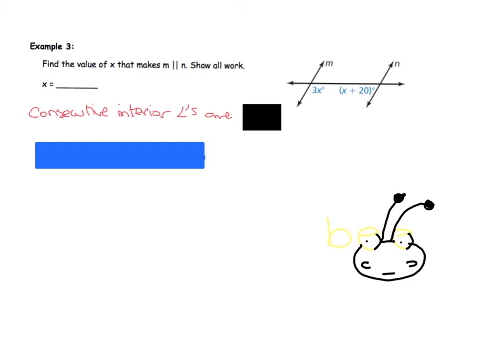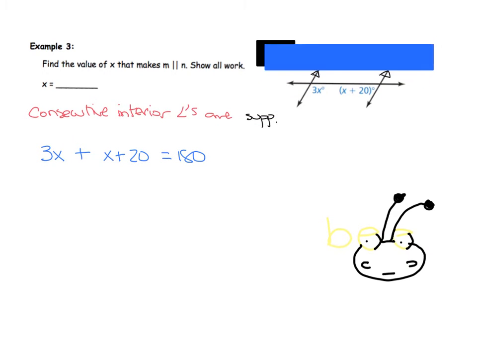All right, find the value of x that makes m parallel to n. So we're looking to prove that these two lines are parallel to each other. I know they're consecutive interior because they're on the same side of the transversal, which is this line here. They're on the same side, and they're located inside the parallel lines. So we should recall that consecutive interior angles are, in fact, supplementary. So that means they add up to 180.